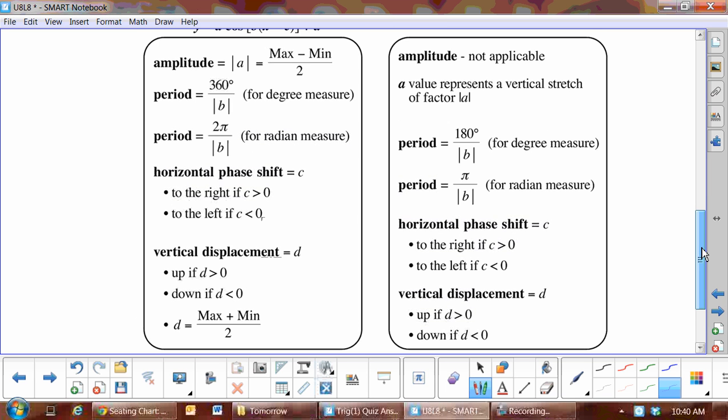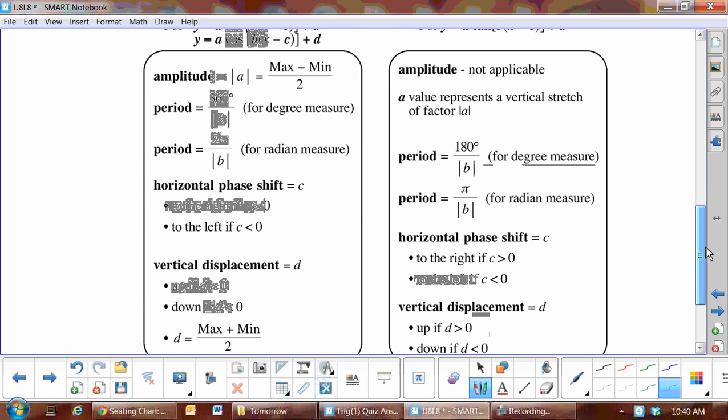And here is all of the things you need to know, right? Horizontal phase shift, the left, the right. This is all the rules that you know. The only thing that's been changed is instead of horizontal translation, it says horizontal phase shift, and vertical displacement used to be vertical translation, right? Just remember, for period, it's 180 over B.